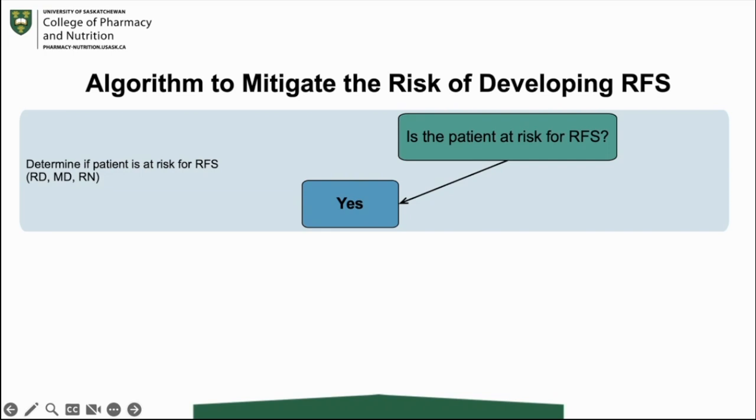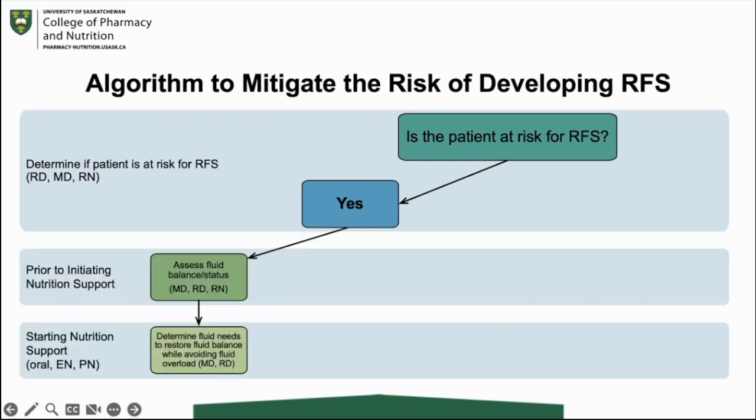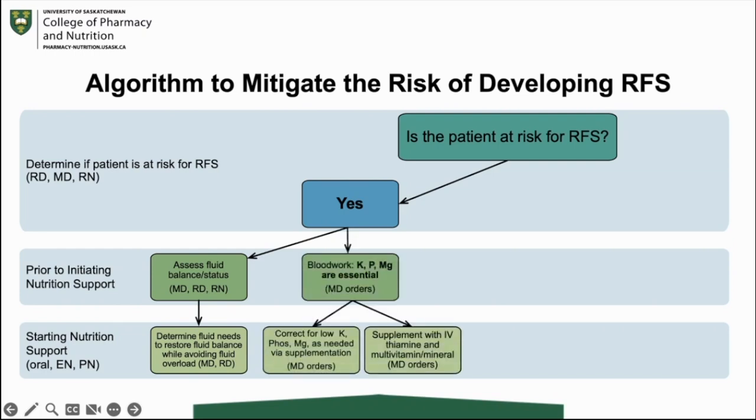If it is determined that the patient is at risk, then the following actions must be taken prior to and during the initiation of nutrition support, whether it be enteral or parenteral nutrition, or even an oral diet. Fluid balance needs to be assessed to determine the patient's fluid requirements to ensure fluid overload is avoided. Blood work, including making sure that potassium, phosphorus, and magnesium are ordered, must be done before nutrition support is started and subsequently corrected for via IV supplementation.